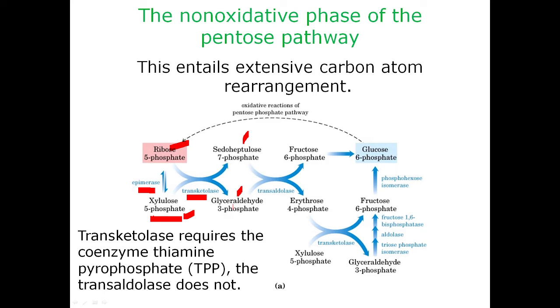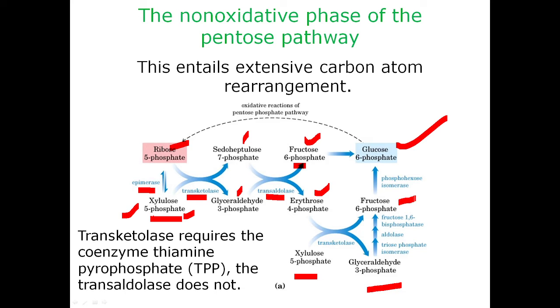Now we have these two molecules. They can combine again, and the enzyme involved is transaldolase. So sedoheptulose 7-phosphate and glyceraldehyde 3-phosphate combine, and we get fructose 6-phosphate and erythrose 4-phosphate. This fructose 6-phosphate can be interconverted into glucose 6-phosphate. The erythrose 4-phosphate present can combine with xylulose 5-phosphate, and through the transketolase reaction we get glyceraldehyde 3-phosphate and fructose 6-phosphate.